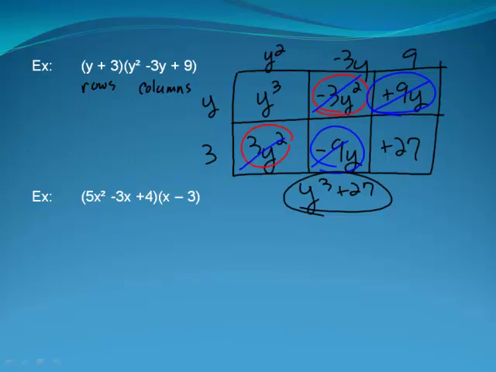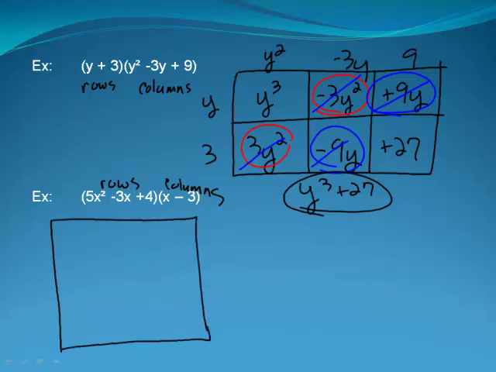All right, let's do this one. Now this is our rows, and this is our columns. So now I need 3 rows and 2 columns. So 3 rows, 2 columns. Looks about right there. 3 rows, 2 columns. Our rows are going to be labeled 5x squared, negative 3x, and positive 4. Our columns, x and negative 3.